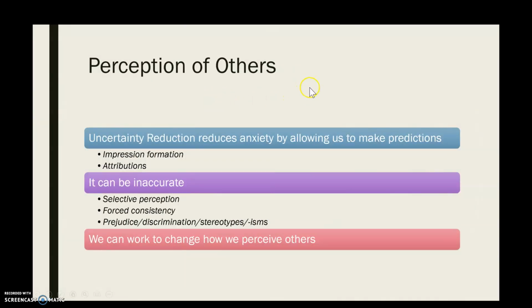Our perception of others really starts with uncertainty reduction theory, which is that process by which we reduce anxiety through impression formation and attributions. It can be inaccurate. In particular, selective perception, forced consistency, and prejudice or discrimination are particularly problematic results of inaccurate perceptions of others. And most importantly, we can work to change how we perceive others.